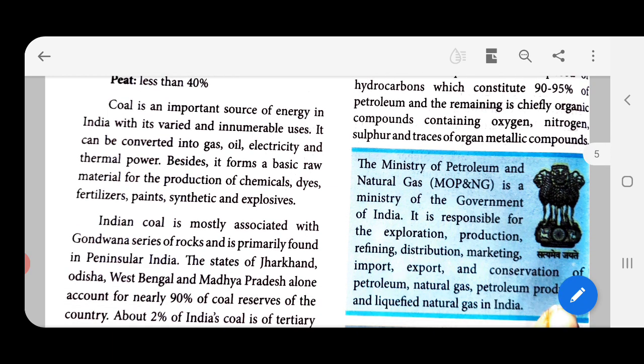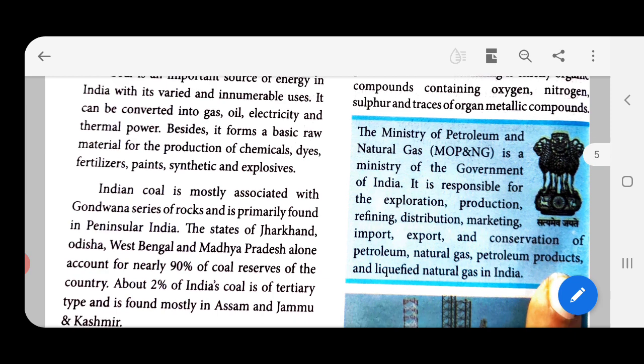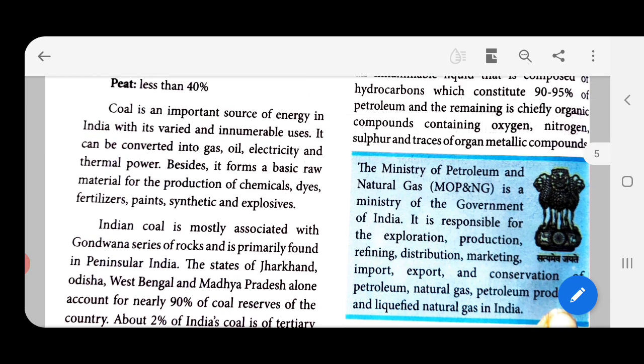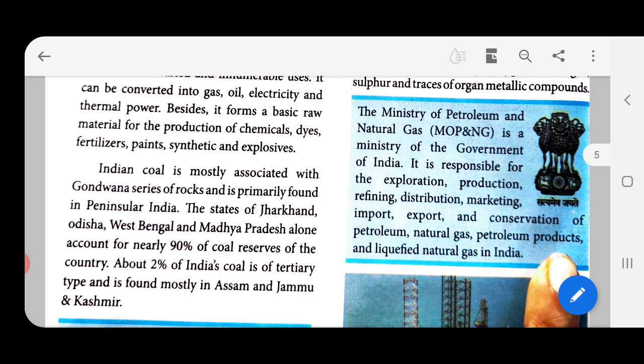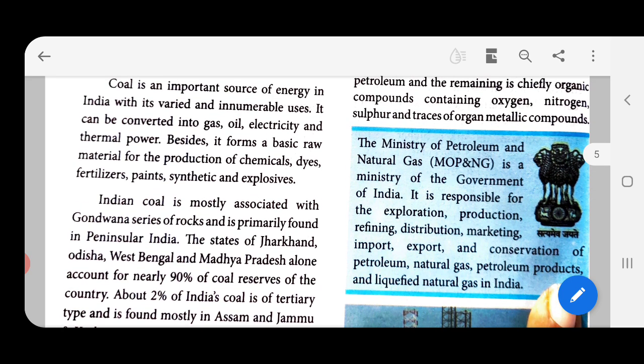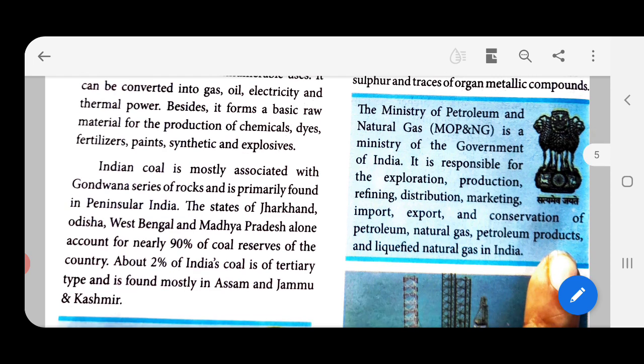Coal is an important source of energy in India with its varied and innumerable uses. So, it has got lots and lots of uses. It can be converted into gas, it can be converted into oil, it can be converted into electricity and thermal power, which is heat power. Besides, it forms a basic raw material for the production of chemicals. So, when they need to produce chemicals, they use coal as a basic raw material for dyes, fertilizers, paints, synthetics and explosives like bombs.